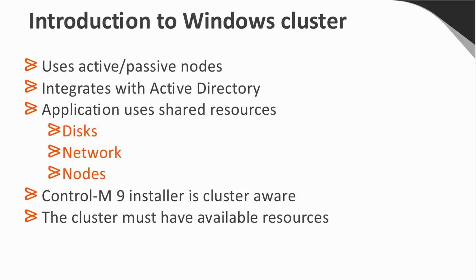So to be successful running Control-M on a Windows cluster, there are some basics that need to be understood. A Windows cluster is an active-passive environment. This means that the clustered application will only run on one node at a time. The cluster integrates with Active Directory and network services to provide a single access point. This means you don't need to update DNS or other services when the application node changes. To install Control-M9, the cluster will need a disk, a client access point, and suitable nodes to run on. When the installer is run, it will note that it's being run on a cluster node and provide the cluster install option. The cluster resources have to be available and correctly configured, as we will shortly see.